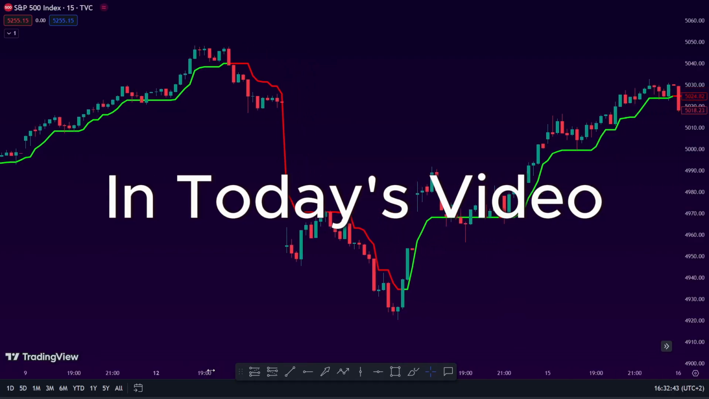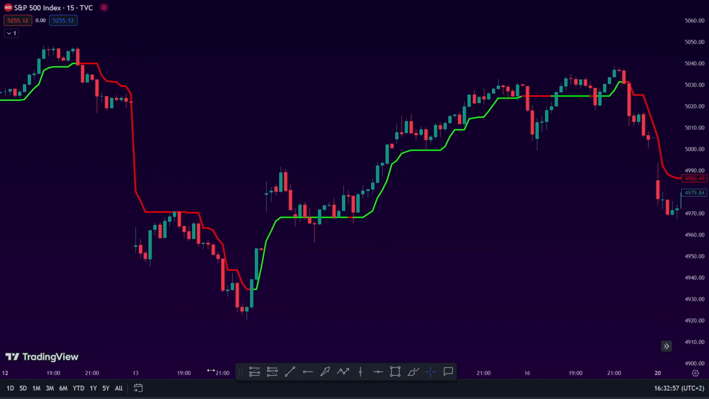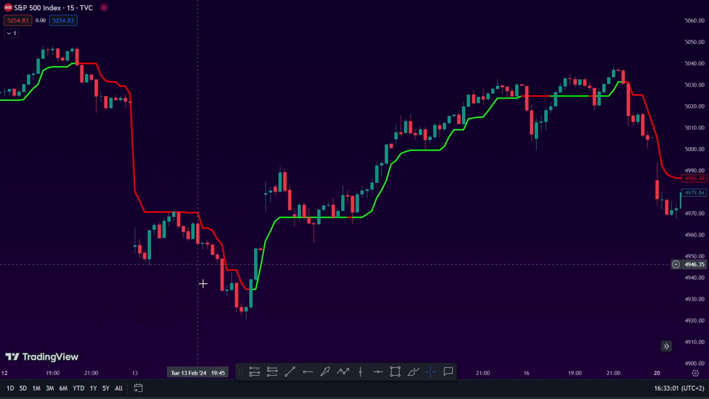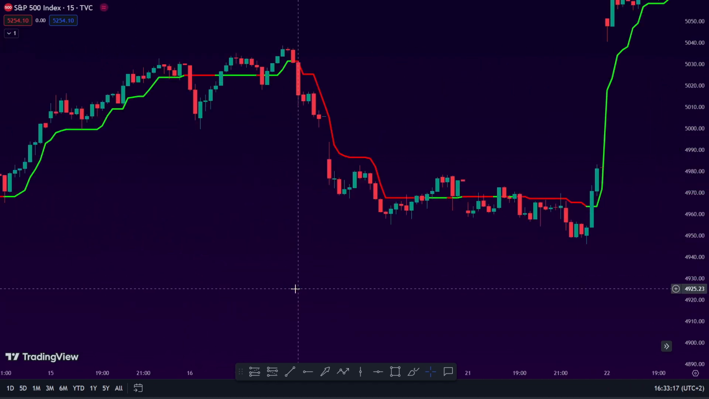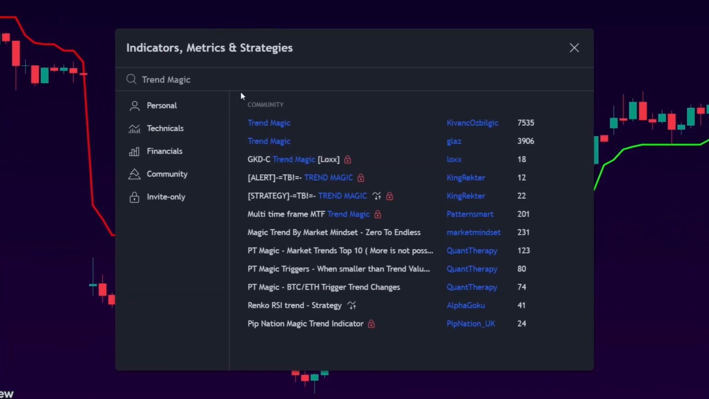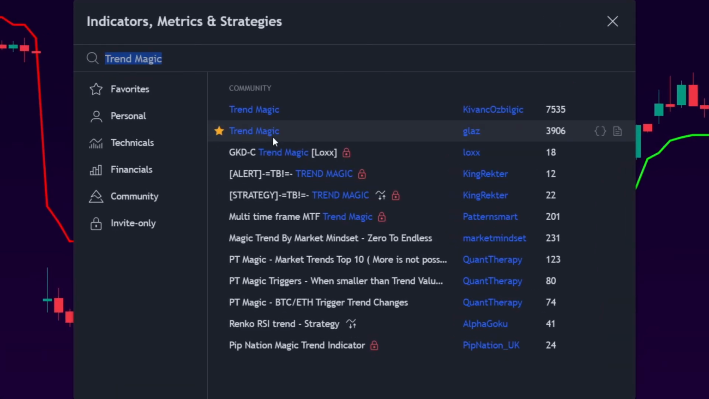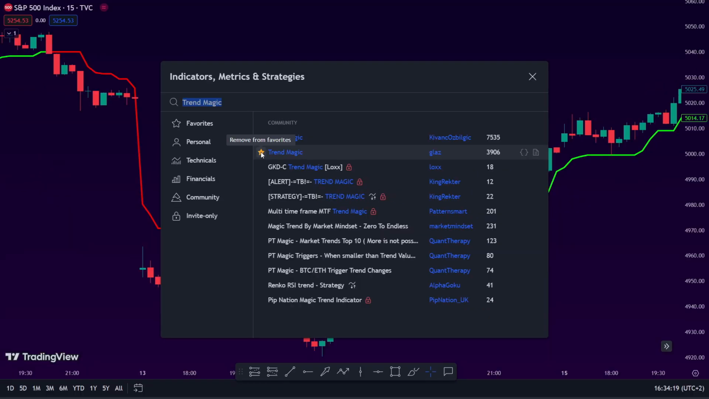In today's video, I want to show you a trend strategy that shows bearish and bullish trends with these green and red lines. Let's go. First, find two indicators. We go to the indicators tab and write Trend Magic indicator. This one. After adding this indicator, let's see how we use this strategy.